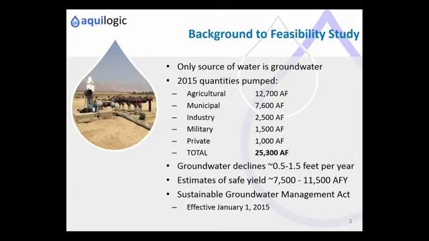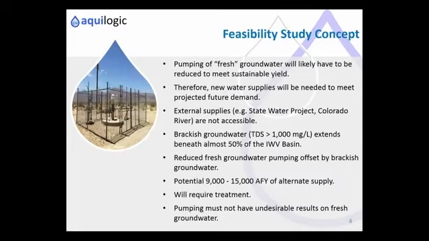The Sustainable Groundwater Management Act obviously came into force and became effective in early 2015, and the issue that we are looking at as part of the overall issue of water sustainability is the feasibility of brackish water development. Pumping of fresh groundwater in current areas will likely have to be reduced in order for us to meet future sustainable yields. Therefore, there's a multi-pronged approach to water sustainability, and the component that we are examining is the development of the brackish water resources.